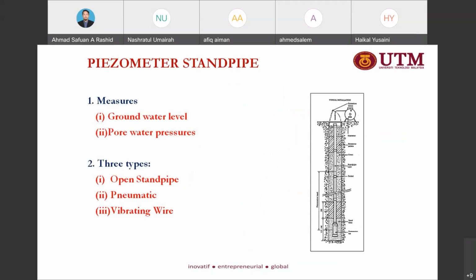So this is a piezometer. It measures the groundwater level and also the pore water pressure. There are three types: open standpipe, pneumatic, and vibrating wire.